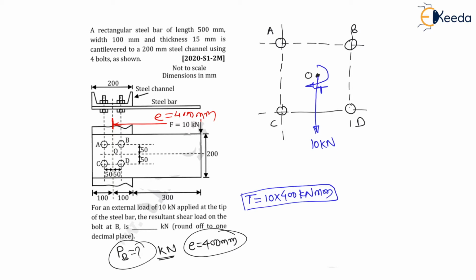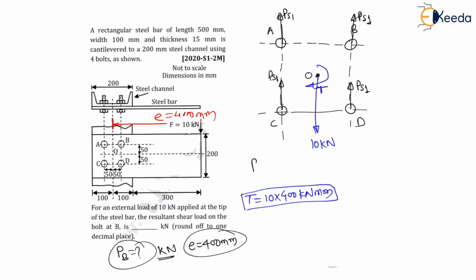Therefore, in every bolt, opposite to this 10 kilonewton, there will be a primary shear load, and the primary shear load is represented by PS, right? Therefore here there will be a PS1 in bolt D as well as PS1 in bolt B, and the primary shear load in each and every bolt is the same. Therefore in B also there will be a PS1, in C also there will be a PS1, right? And the primary shear load acting in all the bolts is the same.